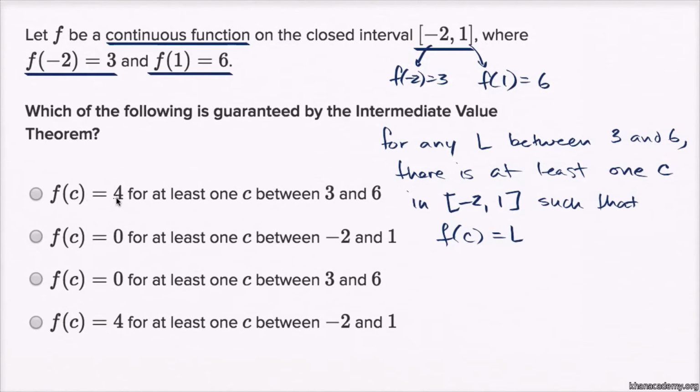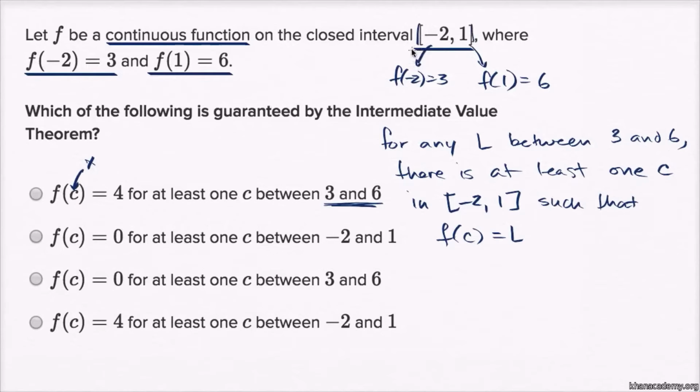F of c equals 4. So that would be a case where L is equal to 4. So there's at least one c in this interval such that f of c is equal to 4. We could say that, but that's not exactly what they're saying here. F of c could be 4 for at least one c, not in this interval. Remember, the c is our x. So the c is going to be in this interval.